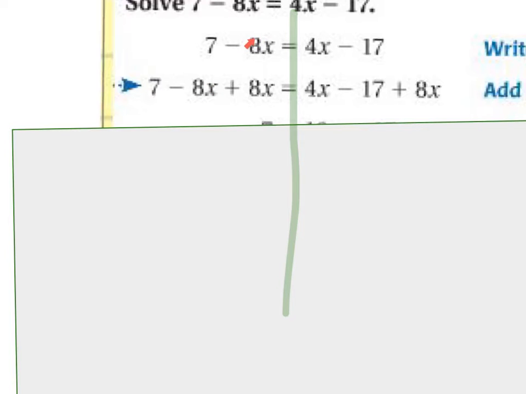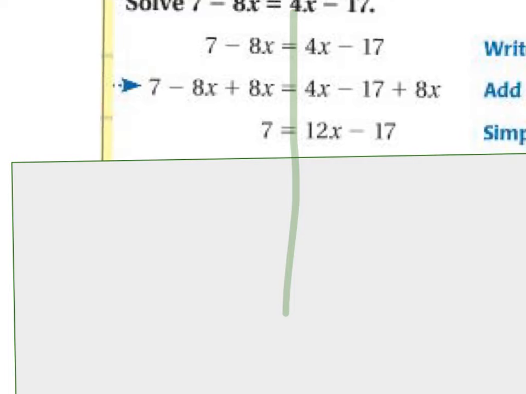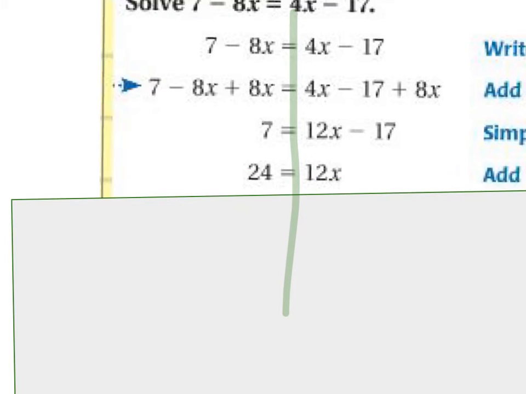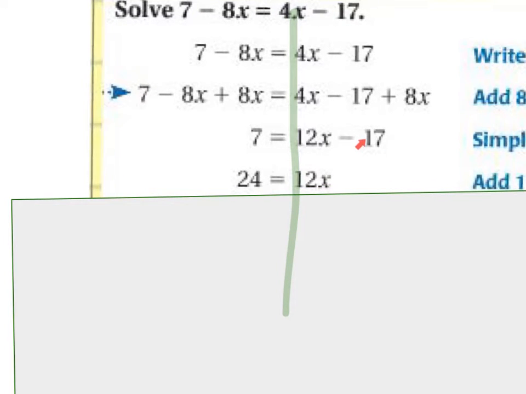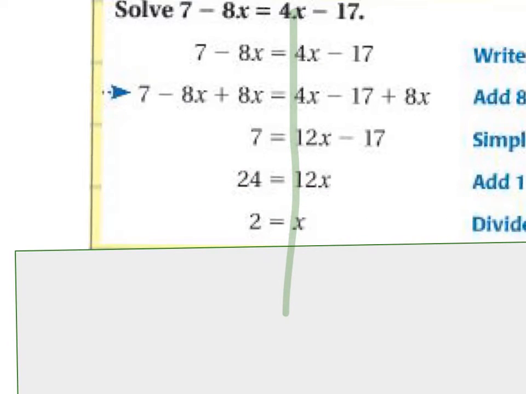By adding this 8x, this went away, and you just got 7 by itself, is equal to 12x, because they combined the 4x and the 8x to get you 12x, minus 17. Then they took that integer, that minus 17, the constant, and added 17 to both sides. Add here, you get 24 is equal to 12x. Then they got rid of that 12 by dividing. Okay?